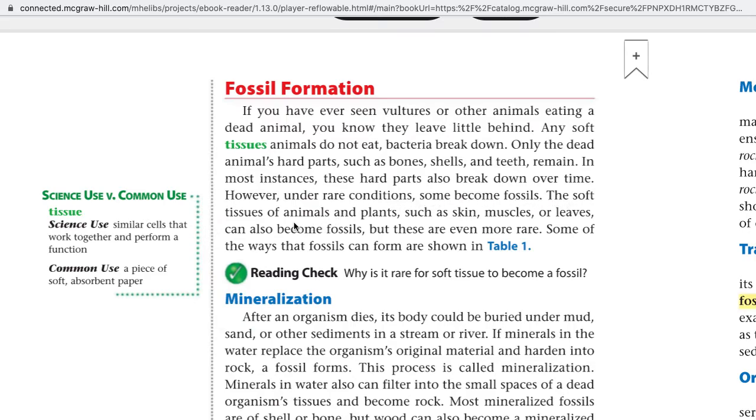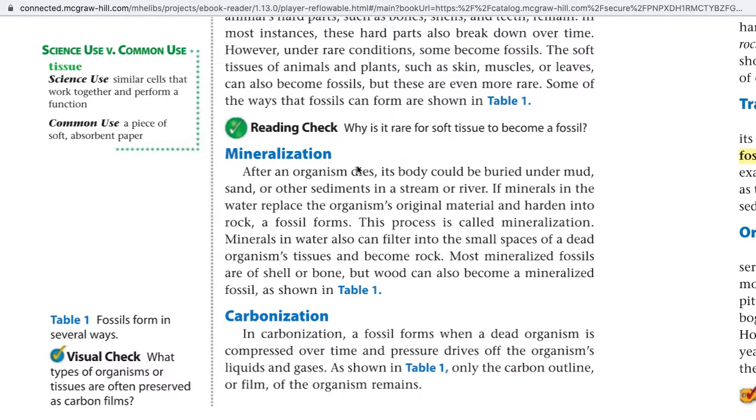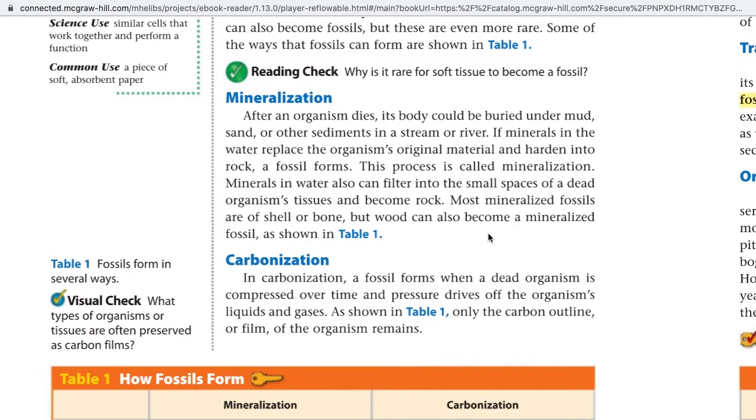The soft tissues of animals and plants, such as skin, muscles, or leaves, can also become fossils, but these are even more rare. Some of the ways that fossils can form are shown in Table 1, and we'll go through that here shortly. Mineralization. After an organism dies, its body can be buried under mud, sand, or other sediments in a stream or river. If minerals in the water replace the organism's original material and harden into a rock, a fossil forms. This process is called mineralization.